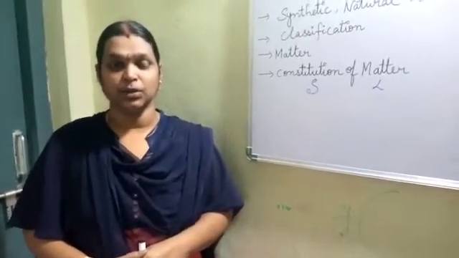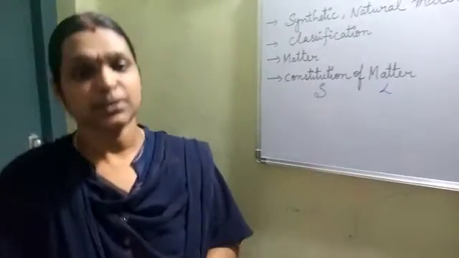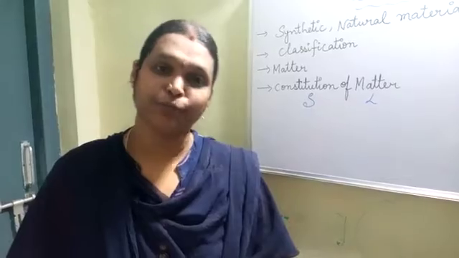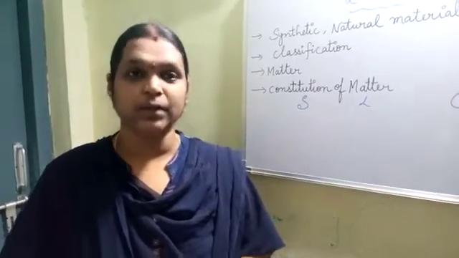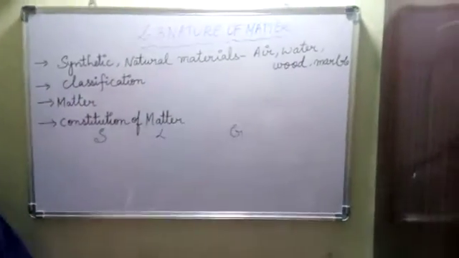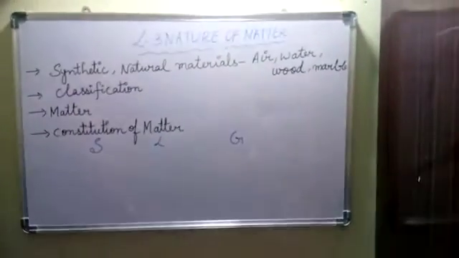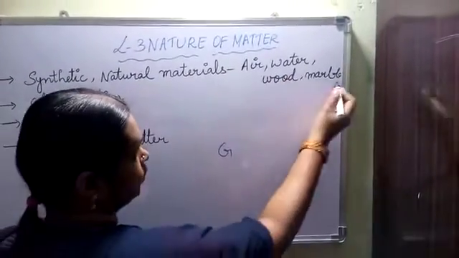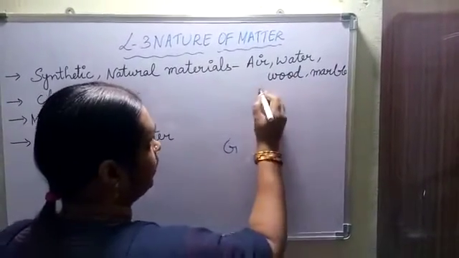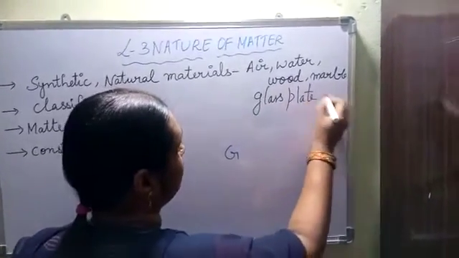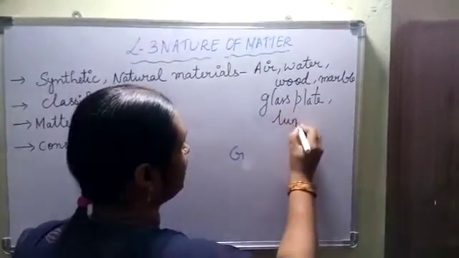So, now let us go to our third lesson, children, that is nature of matter. In this lesson, we will be discussing synthetic and natural materials. Children, we are seeing so many materials around us like air, water, wood, marble, even a glass plate or a tumbler. So many things.